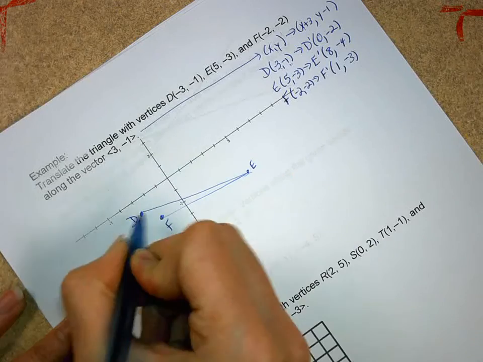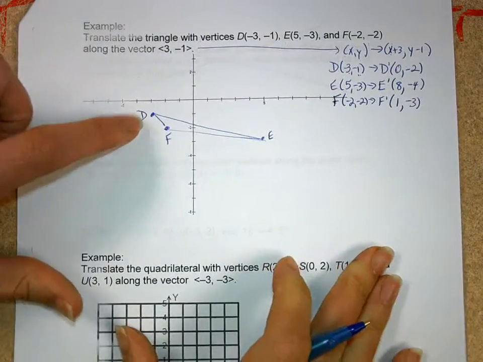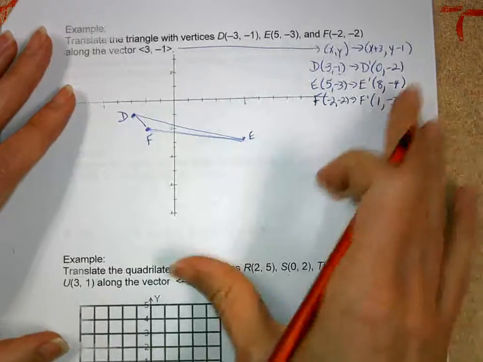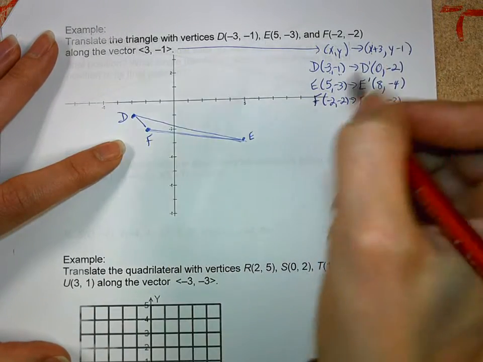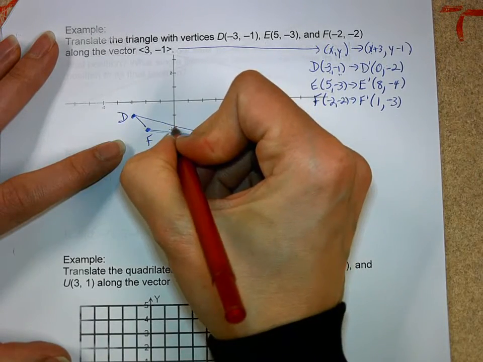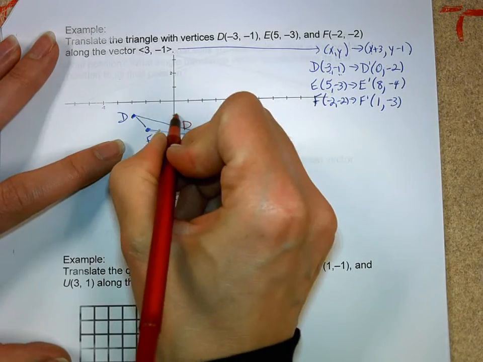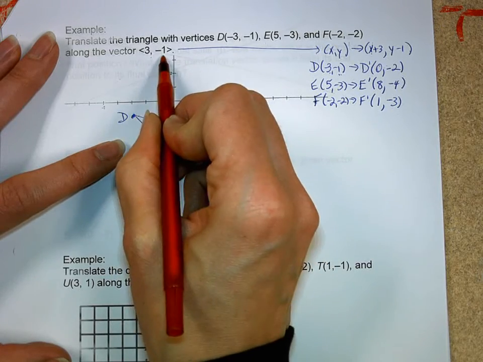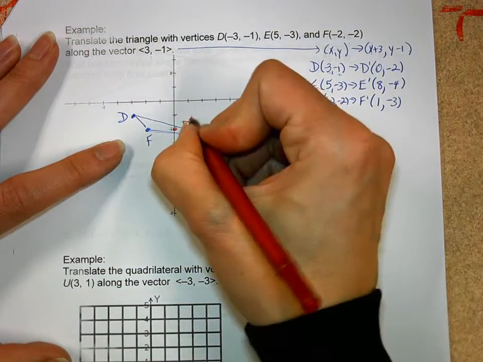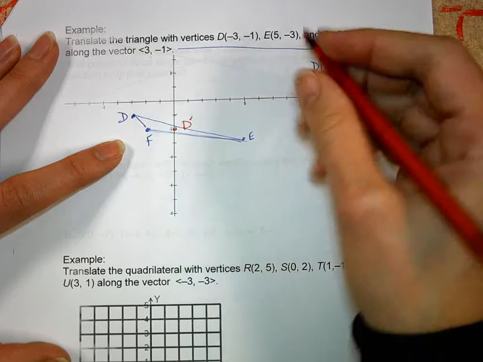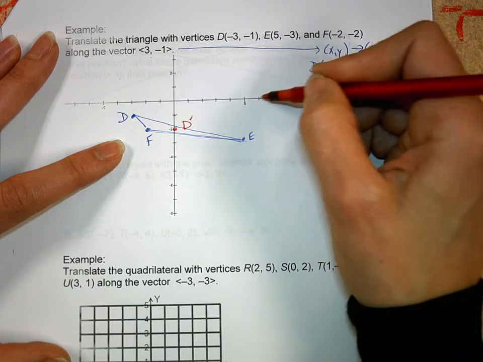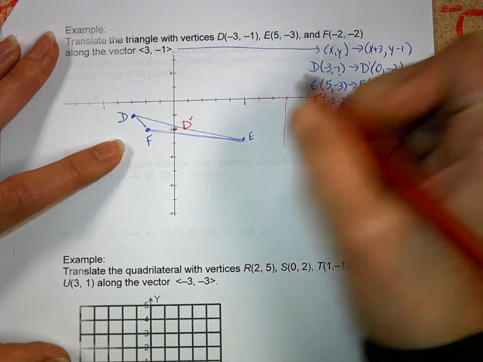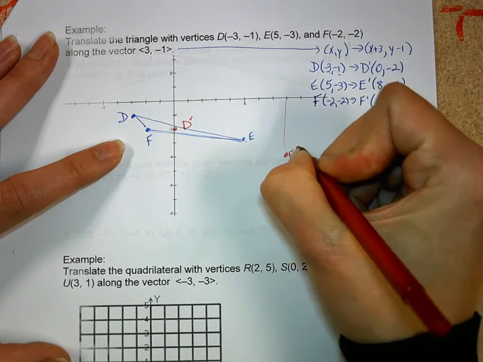Now I want to move over horizontally a distance of 3 and vertically a distance of 1. So I go over here. I get my D prime. That's going to be at 0, -2. So this is where D is. Notice it went 3 over, down 1. My vector tells me +3, down a -1. So that's our D prime. Our E prime's at 8, -4. So here's 5, 6, 7, 8. I go down 4. So here is your E prime.